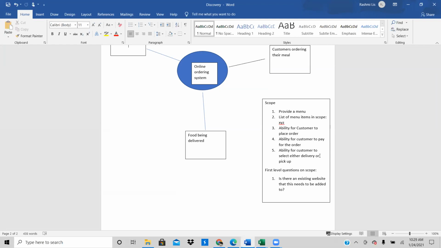At this point, you will probably find loopholes and things that need to be answered, right? So things like, I put one here, is there an existing website that needs to be added to? And then there'll be a list of gaps and questions that you would put down here. So this really helps me kick it off and understand, well, what are the missing pieces? What do I need to find out when I meet with my stakeholders?